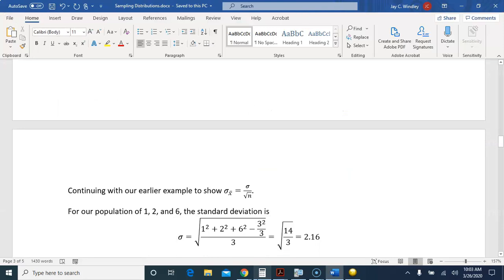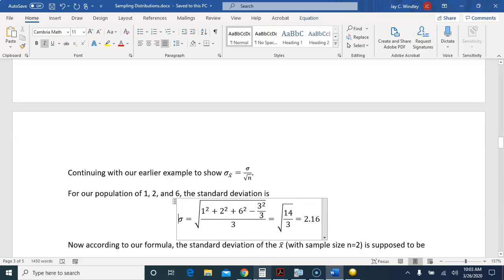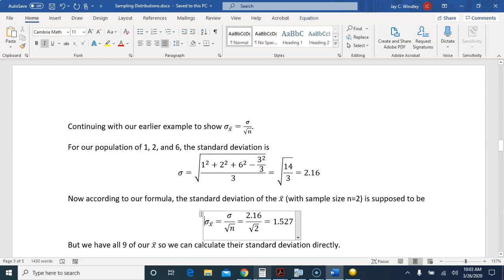For our small population of 1, 2, and 6, just 3 numbers, we already figured out that the population mean is 3. We can figure out the population standard deviation is 2.16. So according to this formula for standard deviation, the standard deviation of the x bars should be the standard deviation of the population, 2.16, divided by radical 2, because 2 is our sample size. So the standard deviation of our x bars should be 1.527.